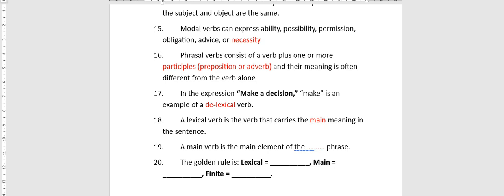Okay, a main verb is the main element of the verb phrase. Okay, the last question. The golden rule is lexical equals meaning, main equals main element, finite equals tense and agreement.